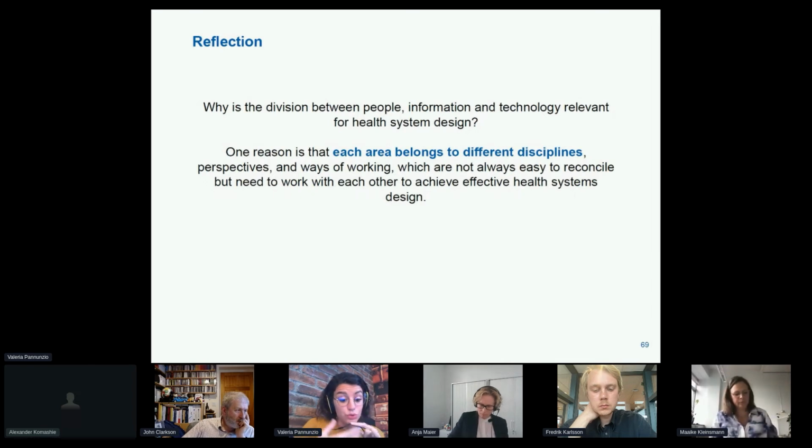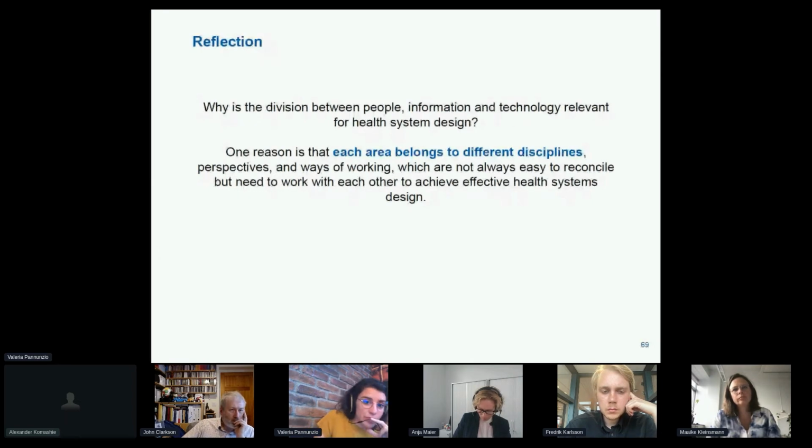And therefore, to do healthcare system design, one of our goals must be to reconcile the aspect of people, the aspect of information, and the aspect of technology. Because, of course, in the end, they all need to work together.